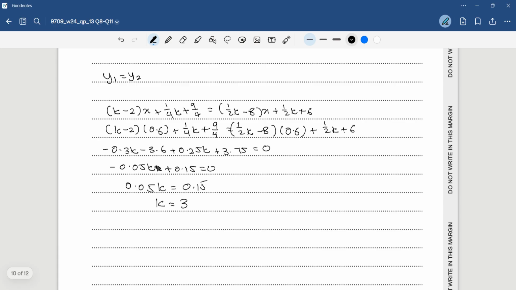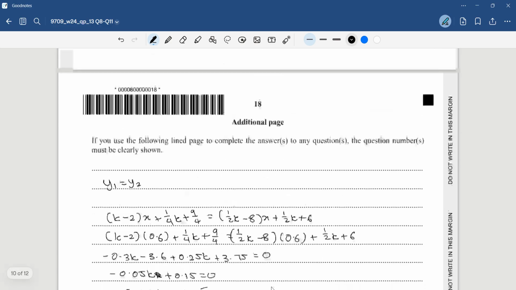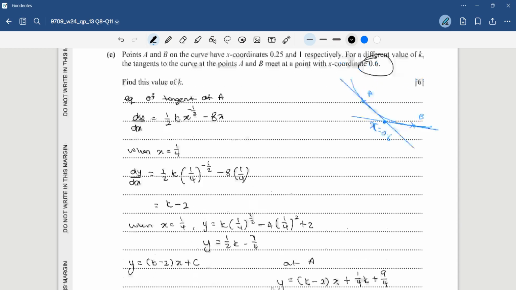Okay. So for this question, you can use any other method. What I did here is I find the equation of tangent at A, I find the equation of tangent at B, and then I equate both, and then I substitute x equal to 0.6 and find the k. That's what I did.